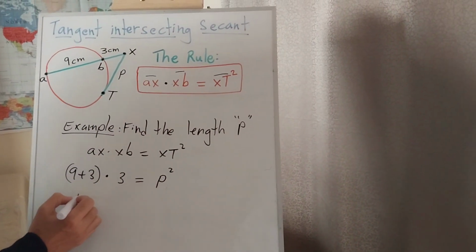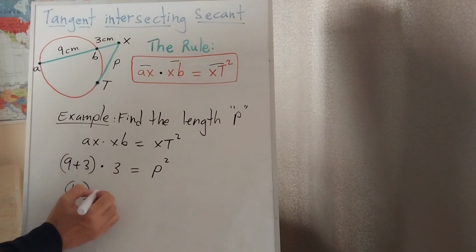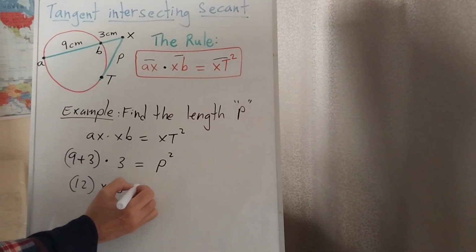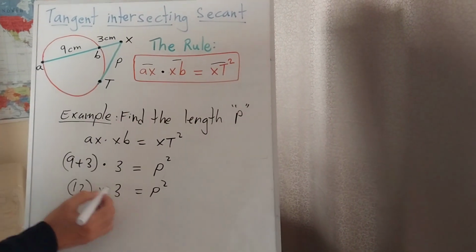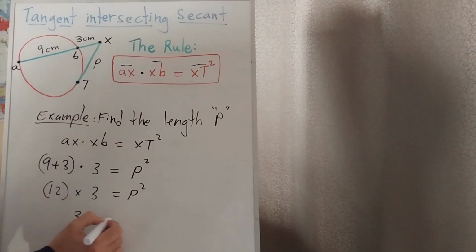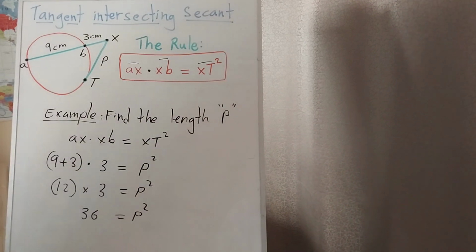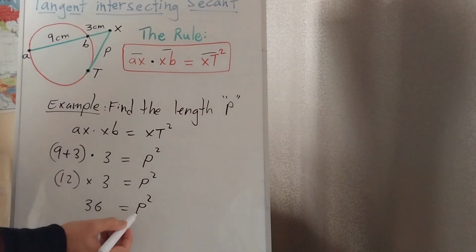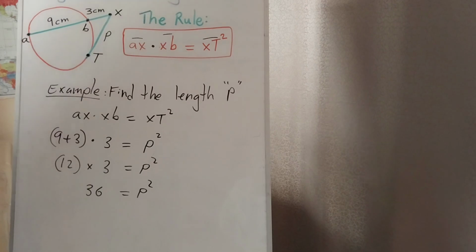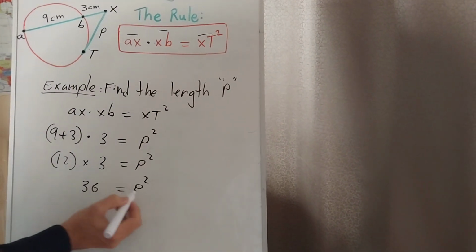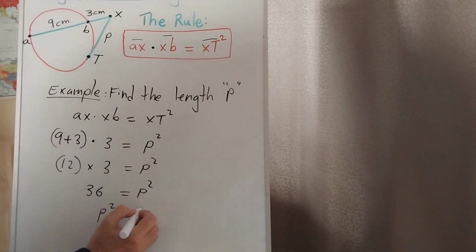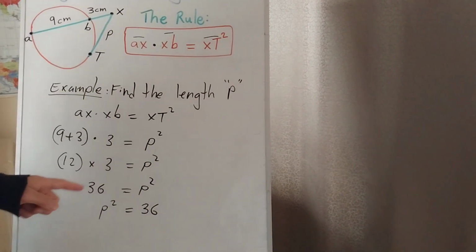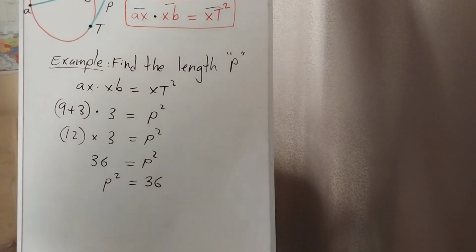So instead of XT squared, we can write down P squared. 9 plus 3 is going to give us 12. And the dot over here means times. 12 times 3 will give us P squared. Now 12 times 3 is equal to 36. 36 equals P squared. Over here, our variable is on the right hand side. We can easily swap the right and the left because we have only one item on each side. So we can safely swap the right hand side with the left hand side. 36 equals P squared. In other words, P squared equals 36.